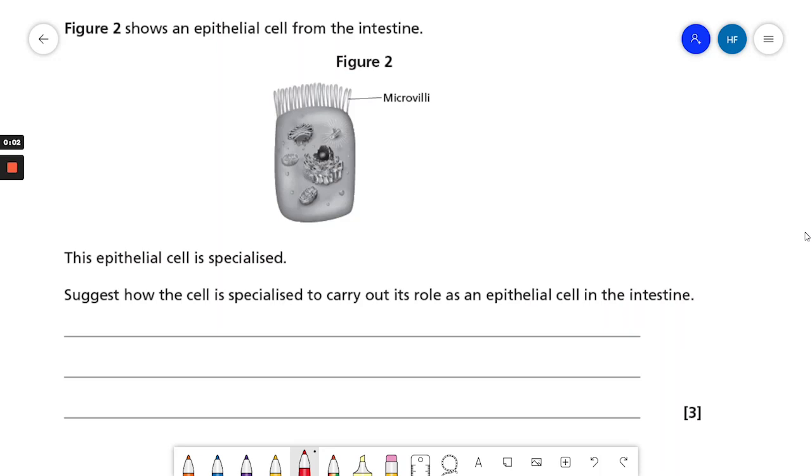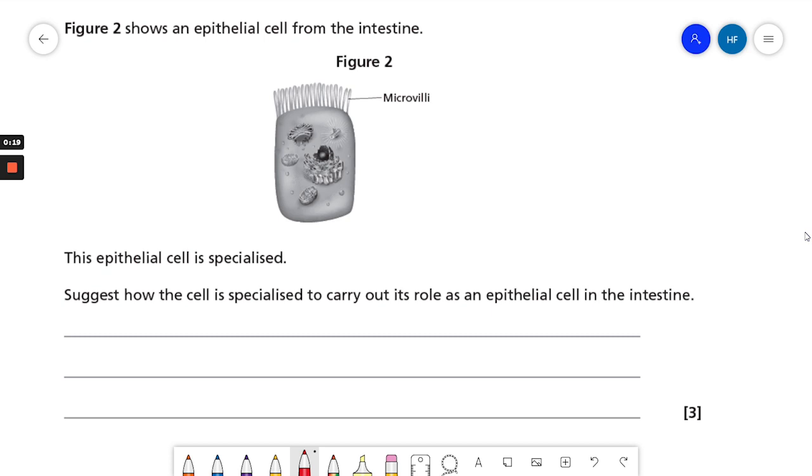Let's have a look at this exam style question. The question says, Figure 2 shows an epithelial cell from the intestine. This epithelial cell is specialised. Suggest how the cell is specialised to carry out its role as an epithelial cell in the intestine.